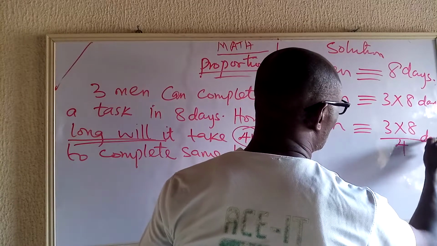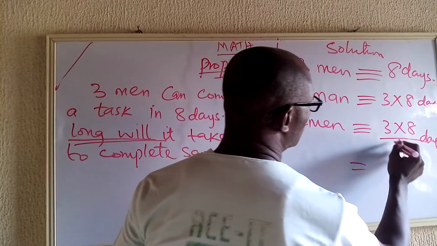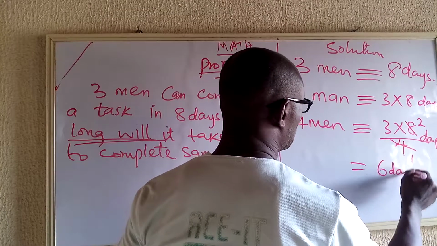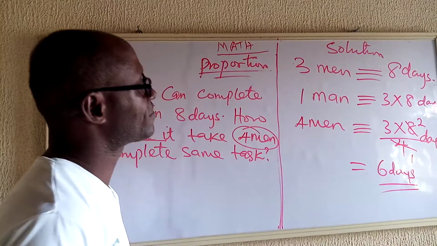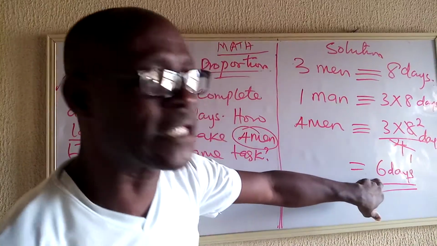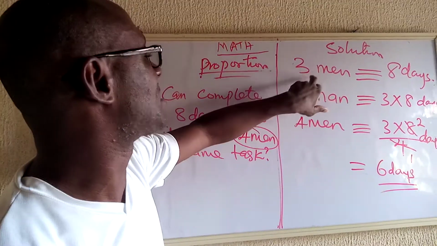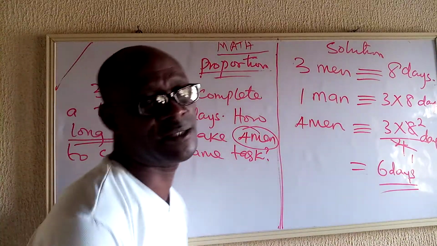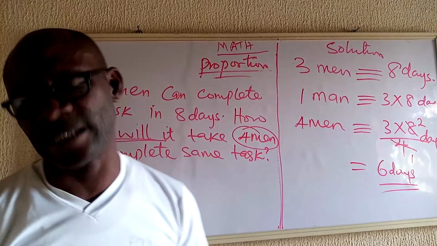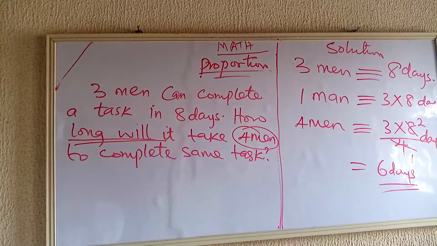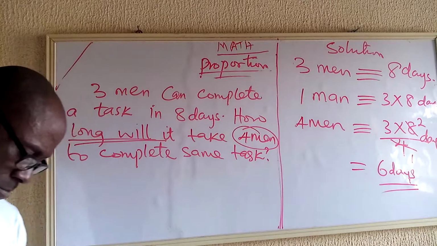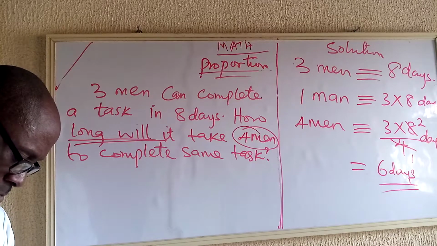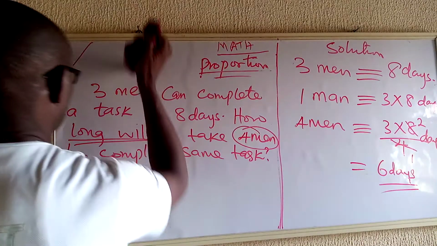So if you do your calculation very well, that will be 6 days. Look at it. 4 men will take 6 days to complete the job, while 3 men took 8 days. You can see that the number of days has what? Has decreased. So that is indirect. Another example.